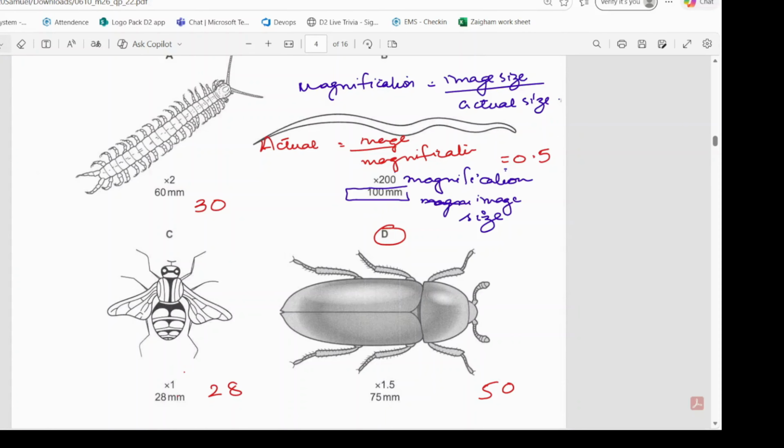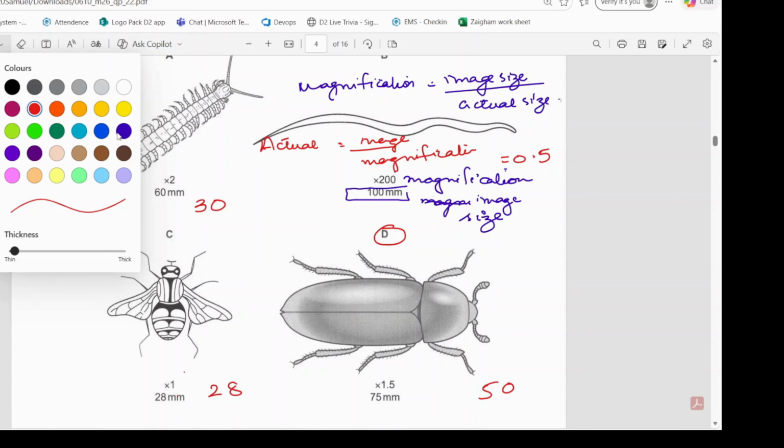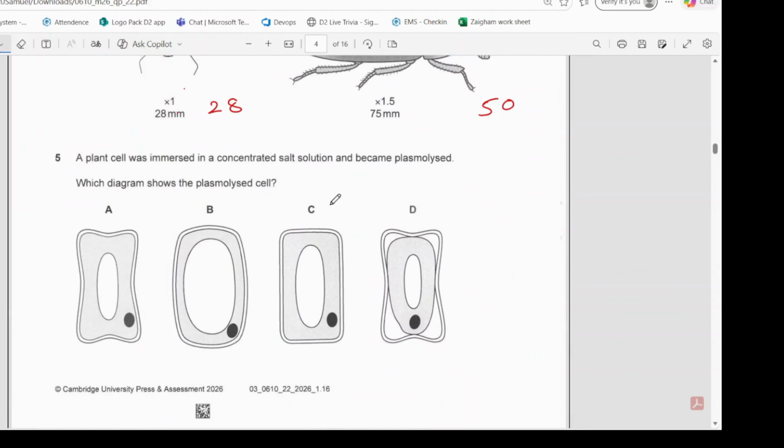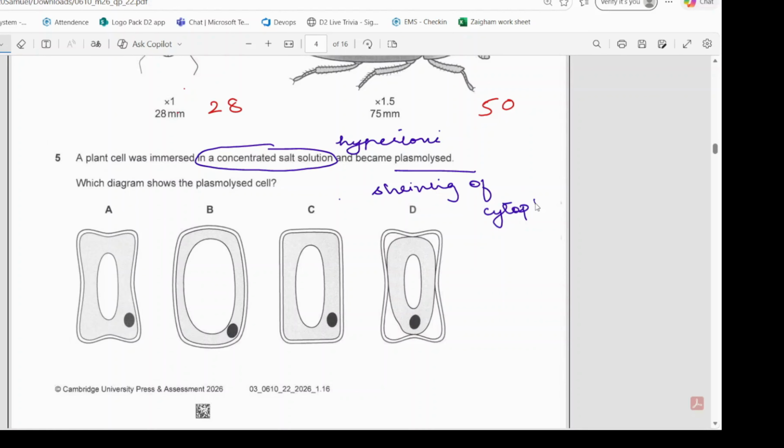Next one. A plant was immersed in a concentrated salt solution, meaning a hypertonic solution, and became plasmolysed. Which diagram represents the plasmolysis? Plasmolysis is basically the shrinking of the cytoplasm. So it's D.